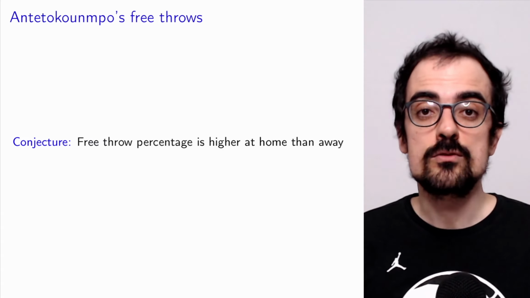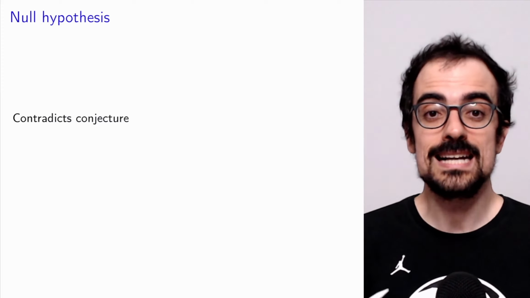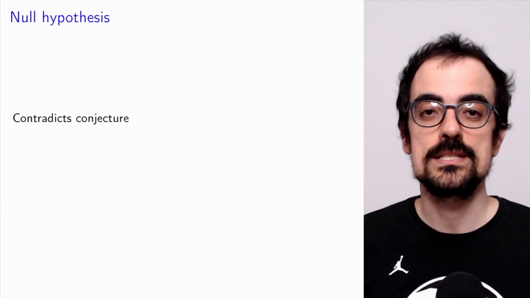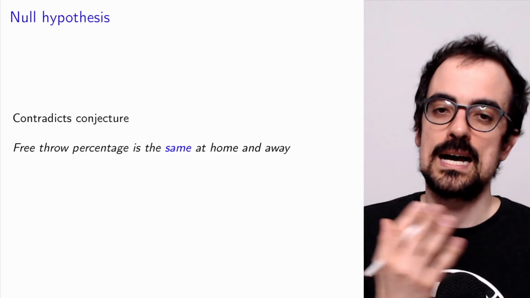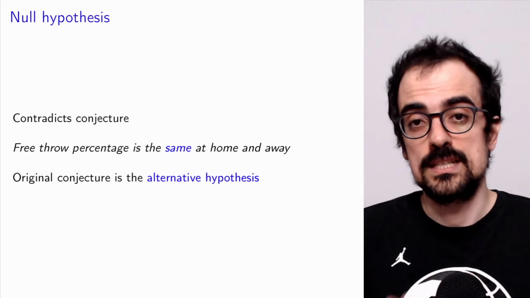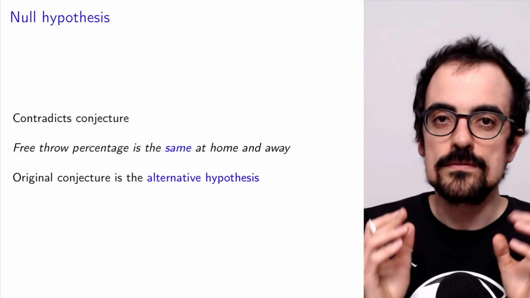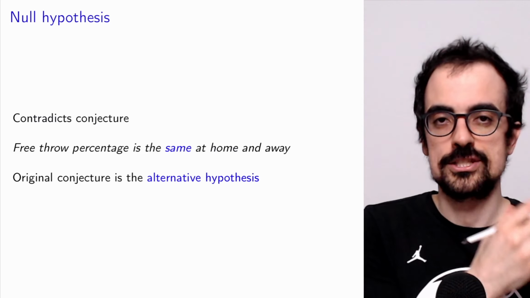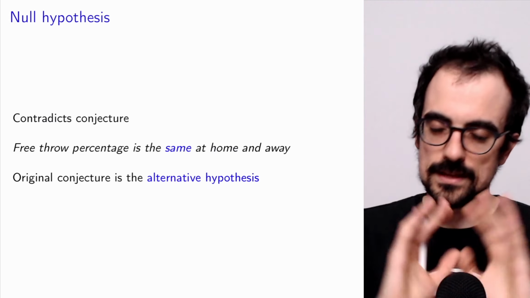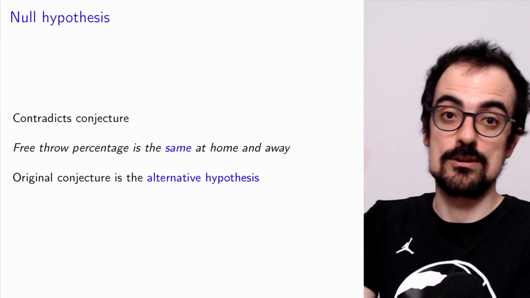In the hypothesis testing framework, again, we take a devil's advocate perspective and we define a null hypothesis which contradicts the conjecture. In this case, we choose the null hypothesis that he actually shoots the same at home and away. The original conjecture, in this case, is the alternative hypothesis. Okay, so this might be a little bit confusing. We have an original conjecture which we're interested in. We establish a null hypothesis, which is that the original conjecture does not hold, nothing interesting is happening. Then the alternative hypothesis, which contradicts this null hypothesis, is the original conjecture of interest.